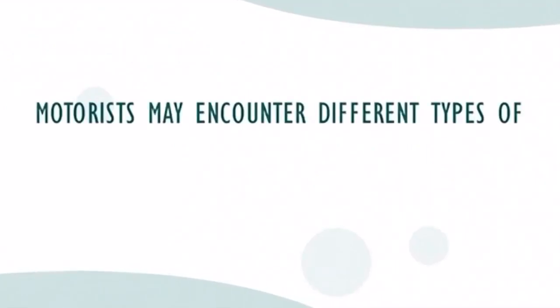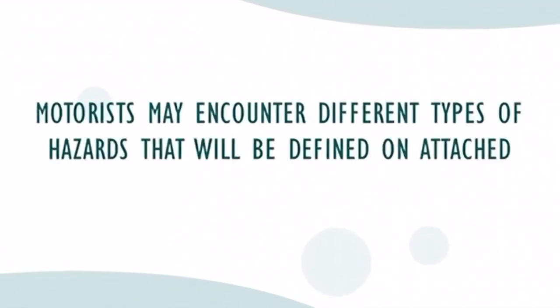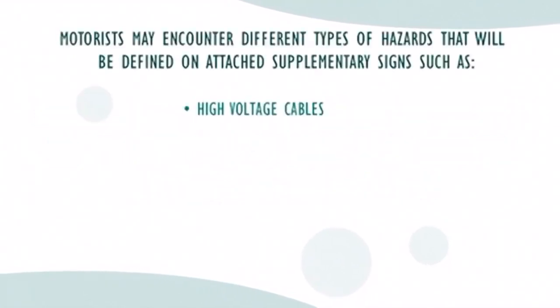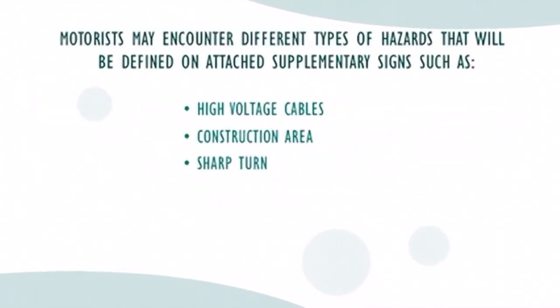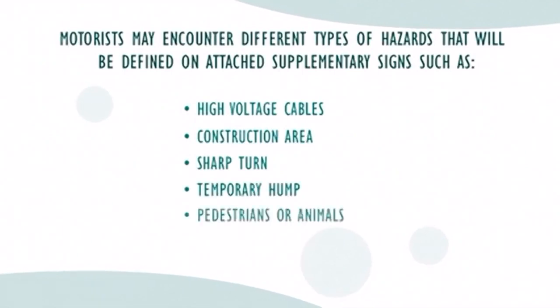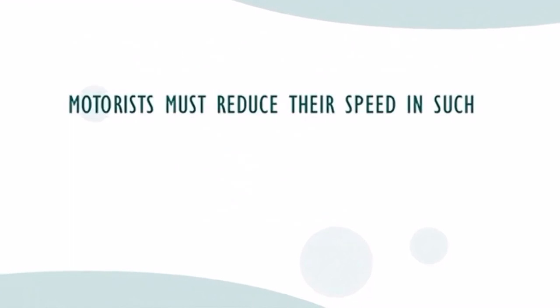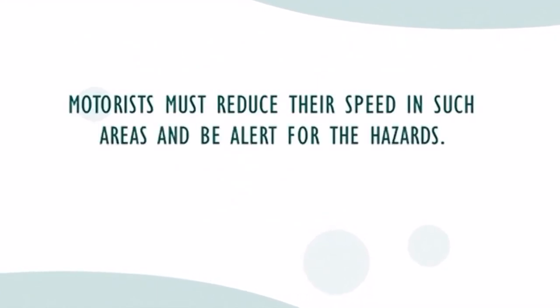Motorists may encounter different types of hazards that will be defined on attached supplementary signs such as high voltage cables, construction area, sharp turn, temporary hump, pedestrians or animals. Motorists must reduce their speed in such areas and be alert for the hazards.